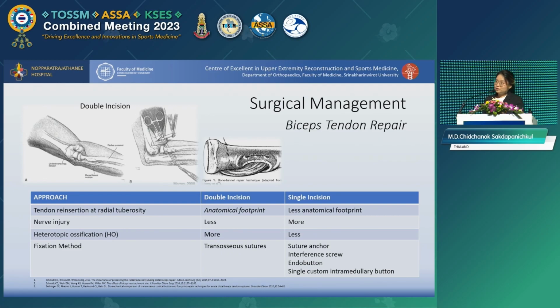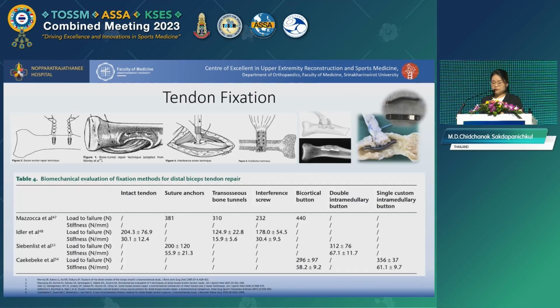Let's talk about the surgery options. Originally, double incision was done with transosseous suture fixation of the tendon with no use of implant. Later, single incision was developed with the development of new implants. The advantage of the double incision is that the tendon is reinserted at the anatomical footprint at the radial tuberosity, and there is less risk of nerve injury. The major possible complication is heterotopic ossification. And single incision has the opposite benefits and disadvantages.